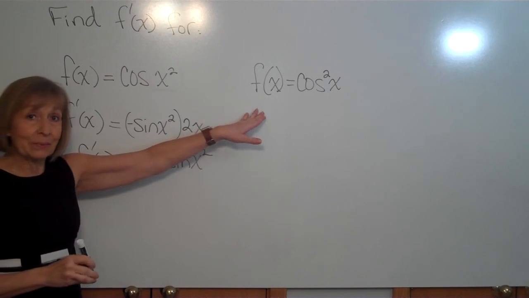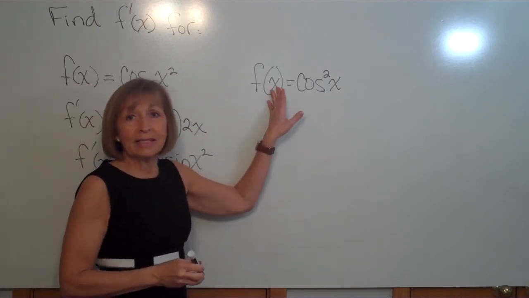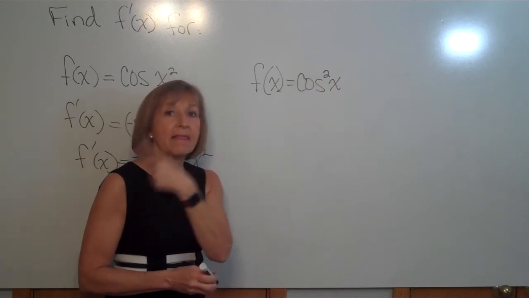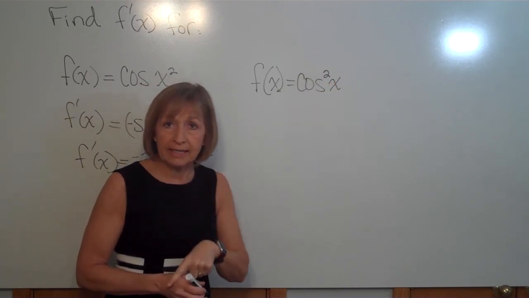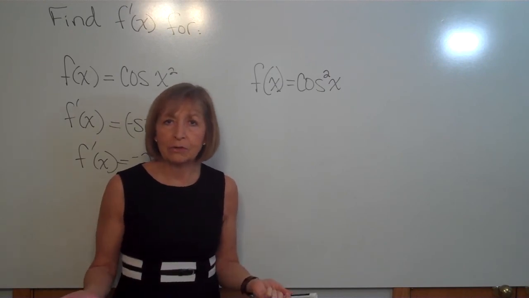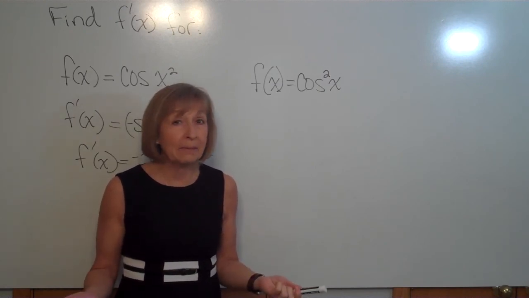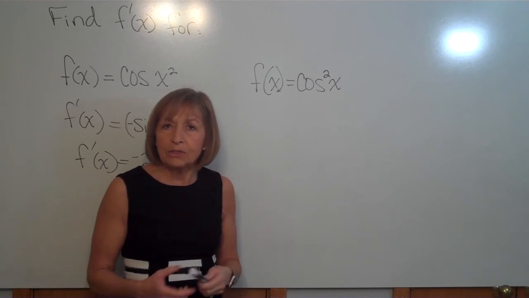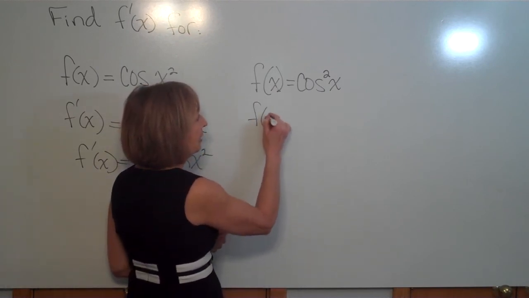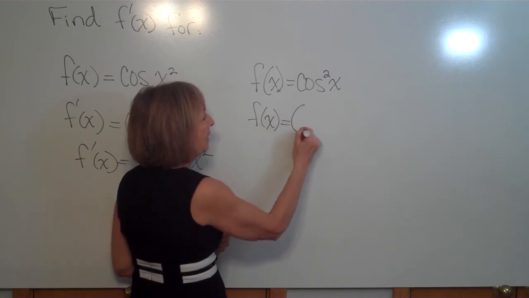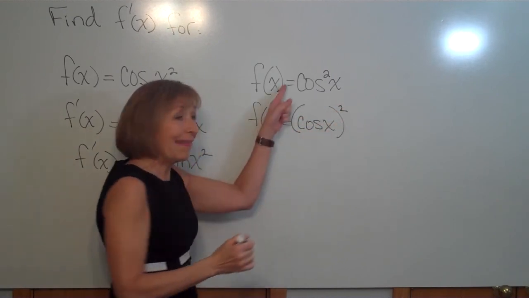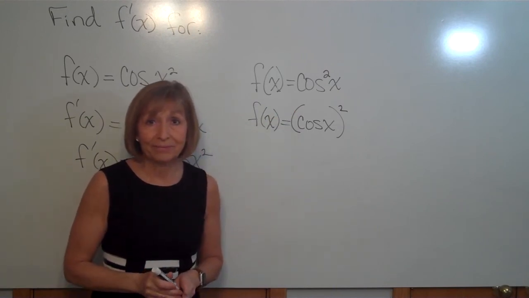Okay, let's look at the next one. Here, f of x is equal to cosine squared x. That's not the same thing as what we just did. In fact, when you look back at where this notation of cosine squared x comes from and what it means, remember that was just an agreed upon way of writing the function f of x being the cosine of x quantity squared. They mean the same thing.